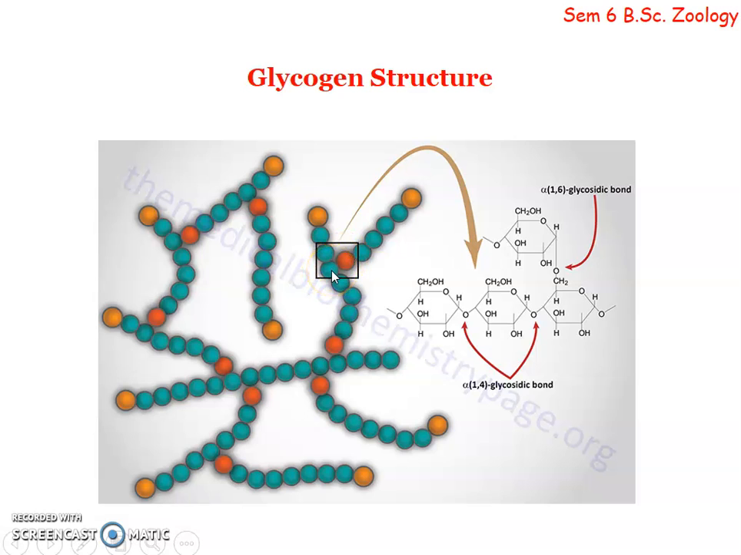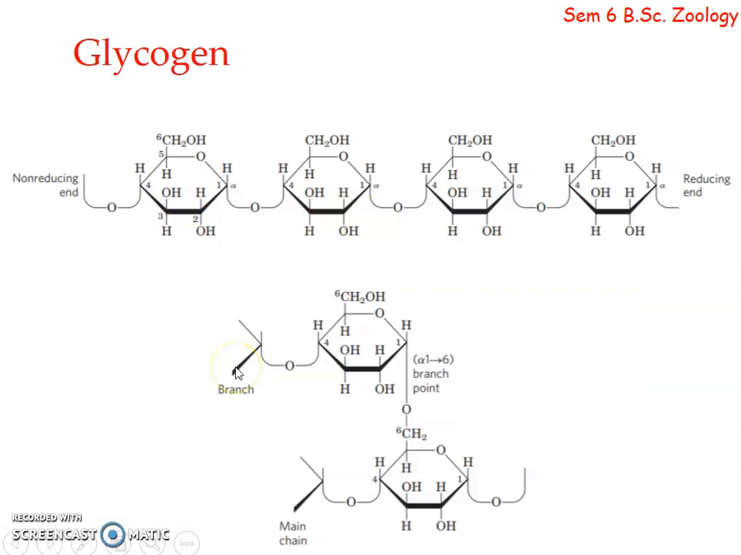So two kinds of bonds are found in the glycogen structure: alpha 1,4 along the straight chain, and wherever there is a branching point, it is alpha 1,6. I hope it is clear with this.